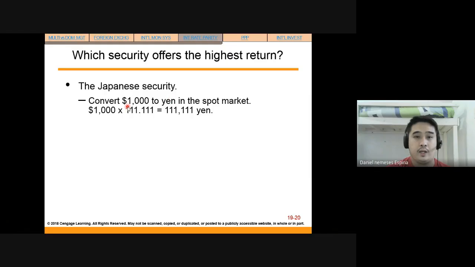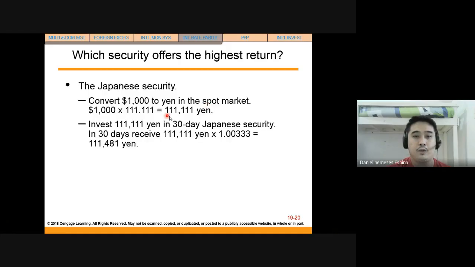So the spot market for yen is 111.11. So 1,000 is equivalent to 111,111 yen. Now we will put this yen to the forward exchange rate, in a 30-day Japanese security. So the return after 30 days is the 3.33 or 0.00333.